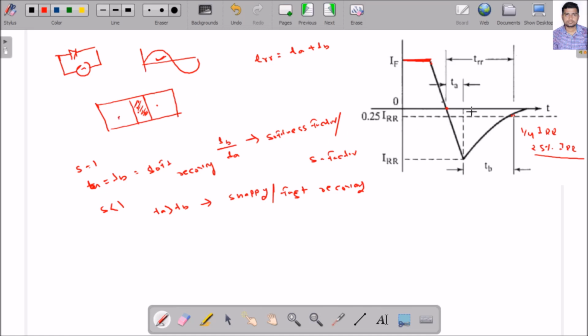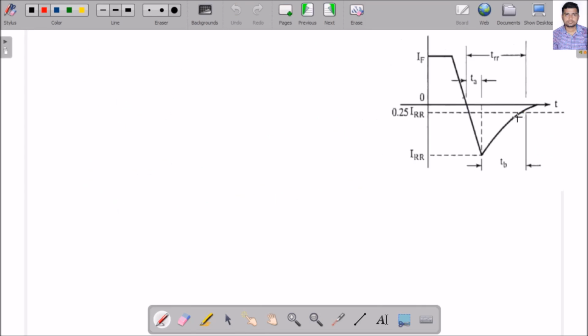Let us next calculate the stored charge present here, because at this point only stored charge is present, and due to the stored charge the current is flowing in the negative direction. For simplicity I am assuming it is like a triangle. So tell me what is the stored charge Q? If I am considering it a triangle, then it is half into the height, which is IRR, and the width, which is TRR.